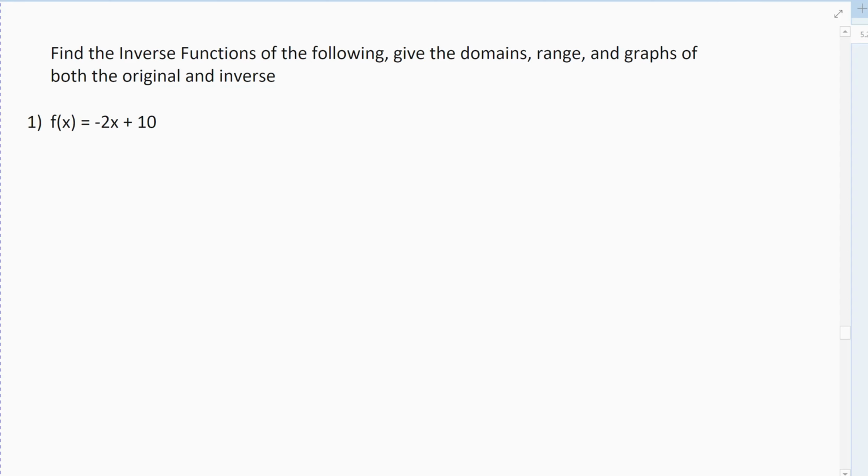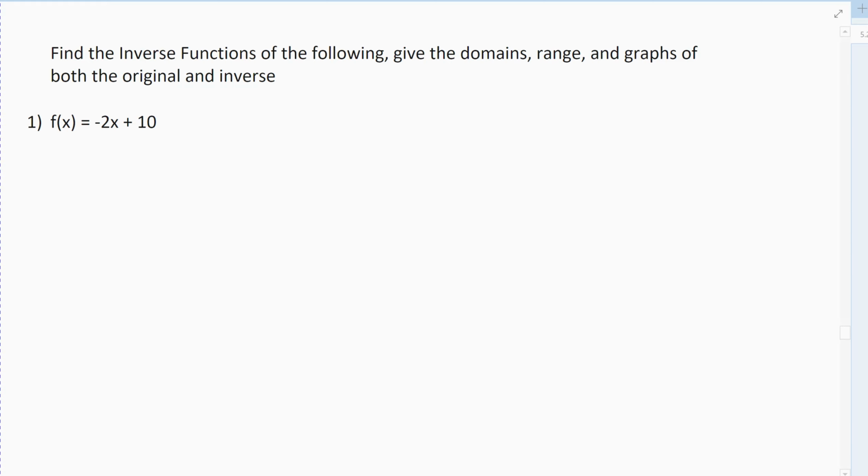Finding inverse functions, so we're going to find them. Give the domain, range, and graphs of the original and the inverse, and you can use your calculator to help you graph if you want. All of these first examples here are all one-to-one cases. In the next video, I'll do the ones that we have to restrict the domains to make them one-to-one.